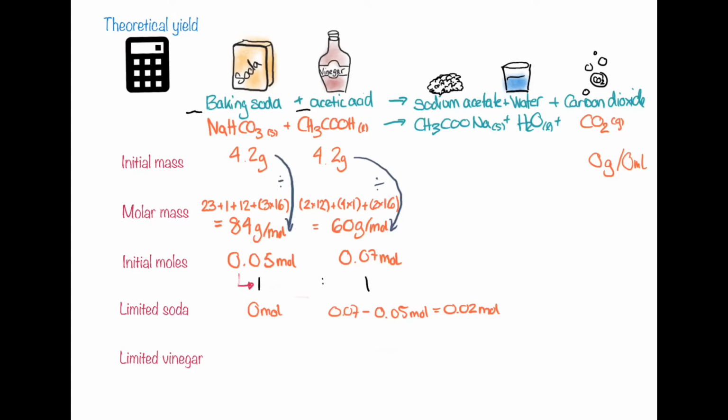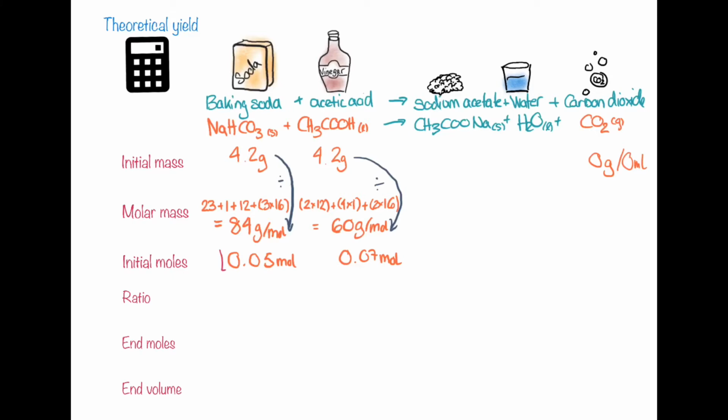But just to run the scenario the other way around, if we have the vinegar limited, it would be 0 moles, and we find out that it is impossible to have enough of the soda. Since baking soda is our limiting reagent, we're now comparing the moles of baking soda to carbon dioxide, and the ratio is 1:1. So by the end of the reaction, we should have 0 moles left of the baking soda and 0.05 moles of carbon dioxide produced.